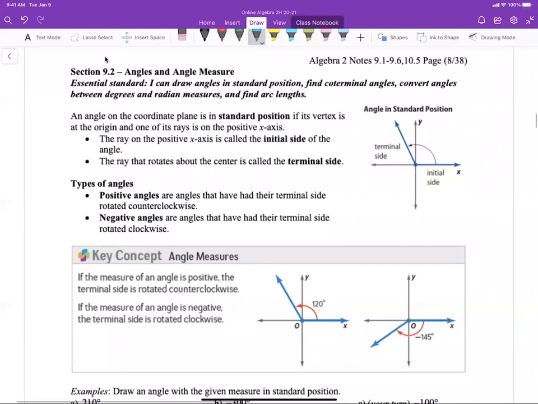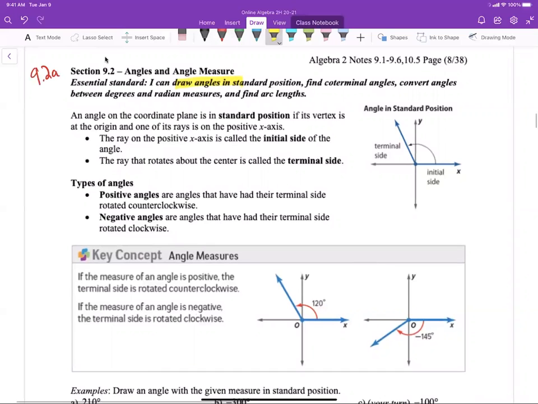Okay, this is our lesson for section 9.2a. Essential standard: I can draw angles in standard position, find coterminal angles, convert angles between degrees and radians, and find arc lengths. And we're going to break this up over 2 lessons.